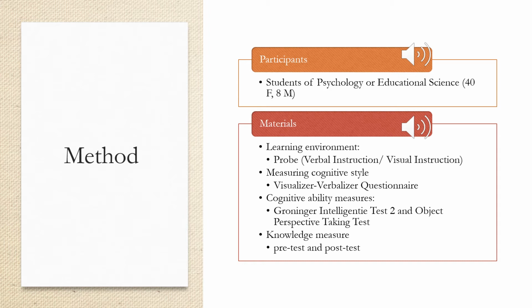The learning environment was set up by the proof. It has two versions of the proof: one is the visual introduction and another is the verbal introduction. The researchers used the visualizer-verbalizer questionnaire, also known as VVQ, to measure the cognitive styles, and used the Groninger Intelligence Test 2 and the Object Perspective Taking Test to measure cognitive abilities. The pre-test and post-test were provided to measure the conceptual, intuitive, procedural, and situational understanding and knowledge.